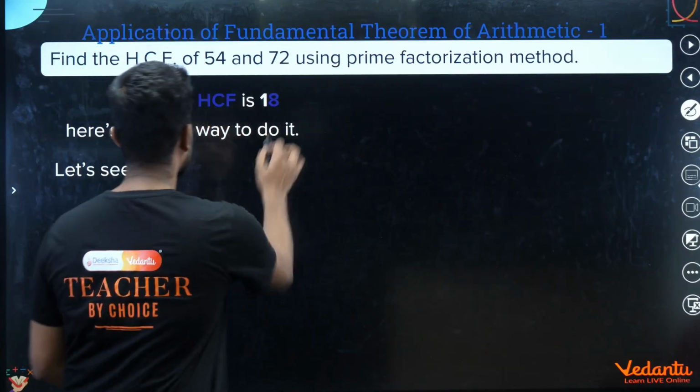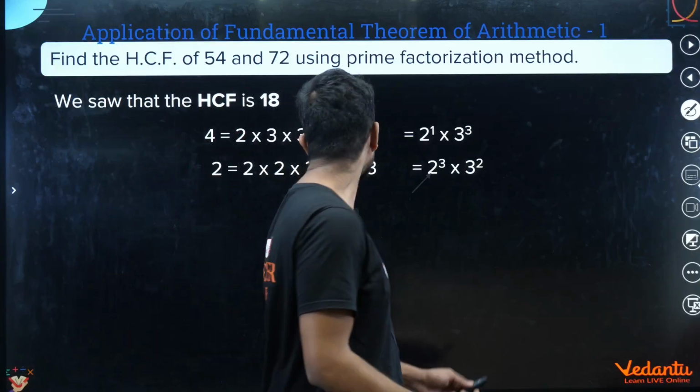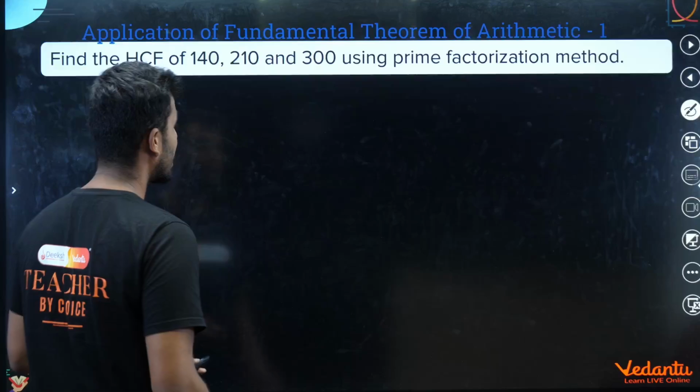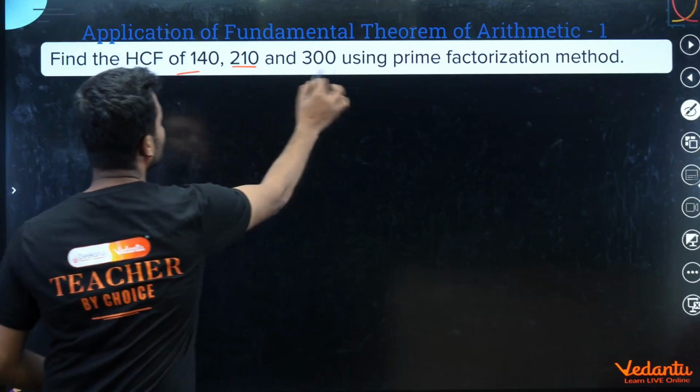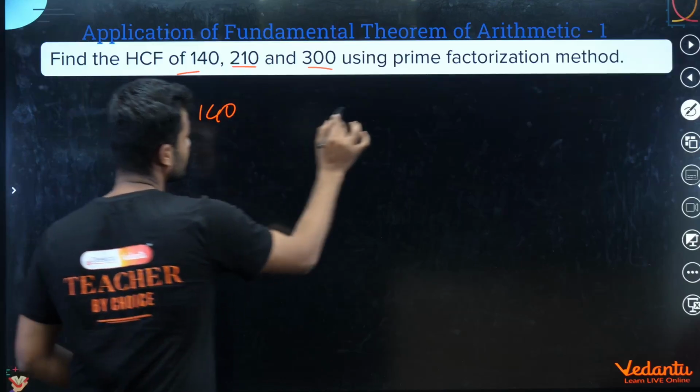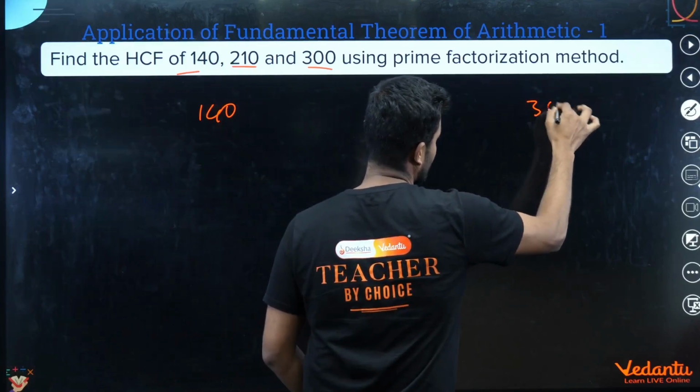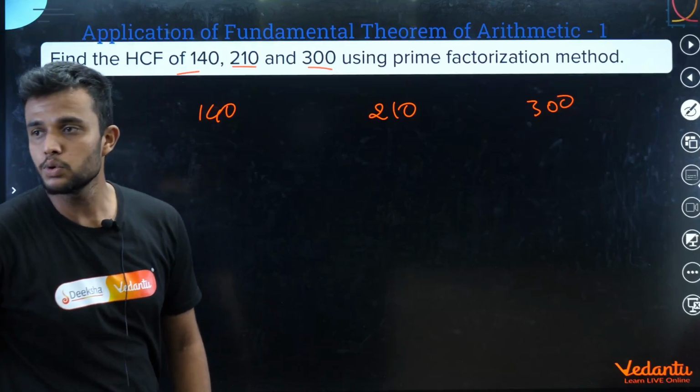Okay. Yes, 18. Then next question, students. Okay, yes, it's done. Next question, 140, 210 and 300. Come on, let's find out first. 140, 210 and 300. Yes, students, 140, 210 and 300.